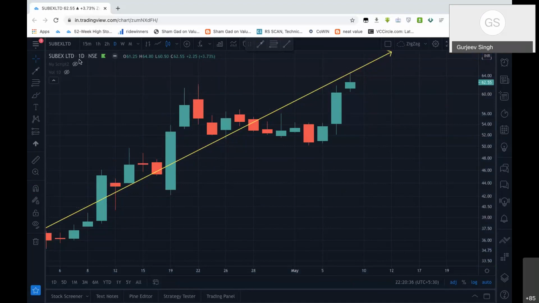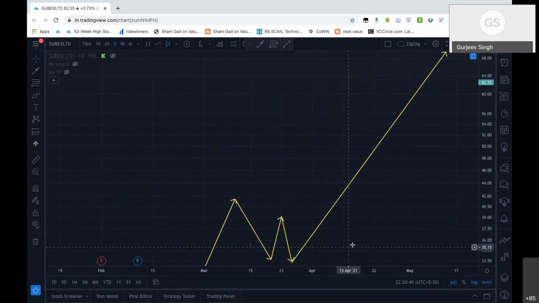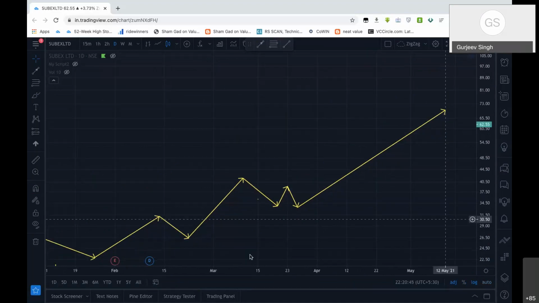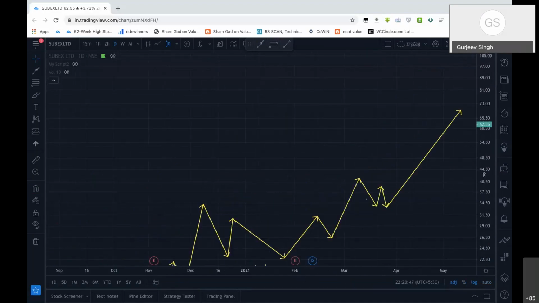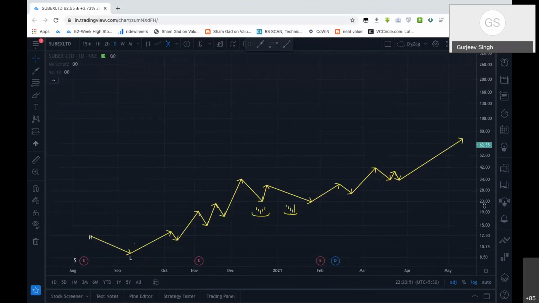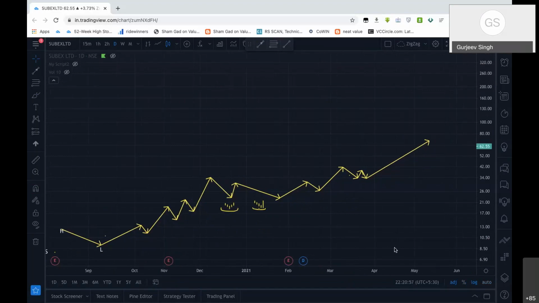Now what I'll do is I'll hide the price. Now see what we have made. Have you seen my arrow? Now if I start marking the points over here, high, low.